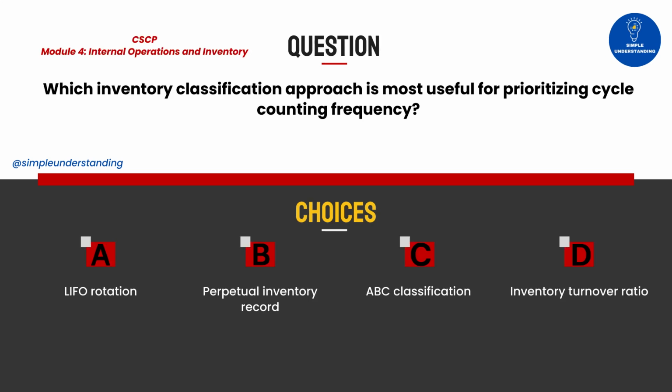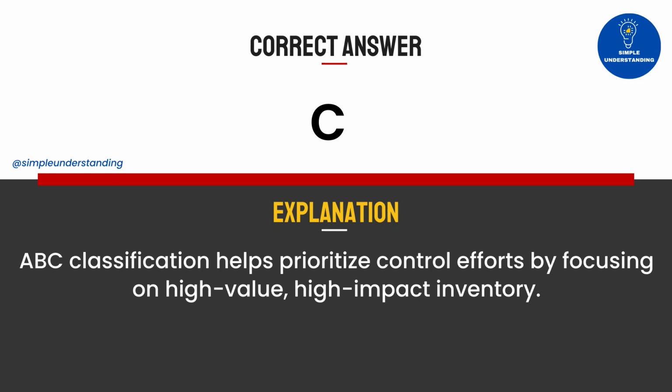10. Which inventory classification approach is most useful for prioritizing cycle counting frequency? A. LIFO rotation. B. Perpetual inventory record. C. ABC classification. D. Inventory turnover ratio. Correct answer, C. Explanation: ABC classification segments inventory based on value or importance, supporting focused cycle counting.